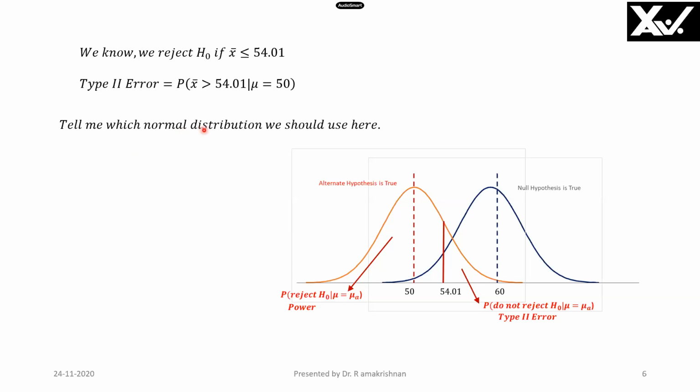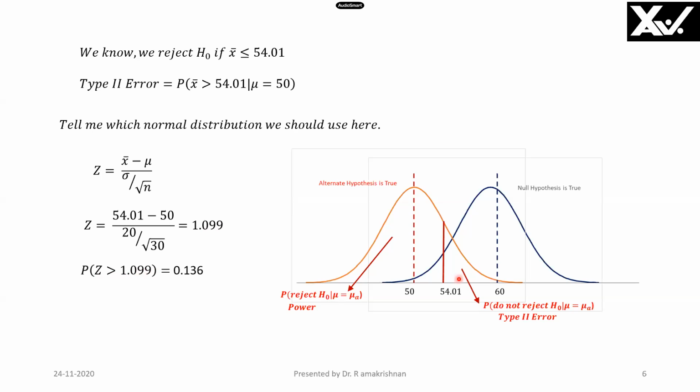So tell me which normal distribution we should use. Red line. Obviously, the normal distribution with the alternate mean. So the z value we will recalculate. We will use the same critical value 54.01, but I have to use the new mean value. Then the z value becomes 1.099. Then the probability of z greater than 1.099 is this area, which is 0.136, which is the type 2 error. Right? Power we can calculate as either the probability of z less than or equal to 1.099, that is this area, or simply 1 minus 0.136, which is 0.864. In both cases, we will get the same value.